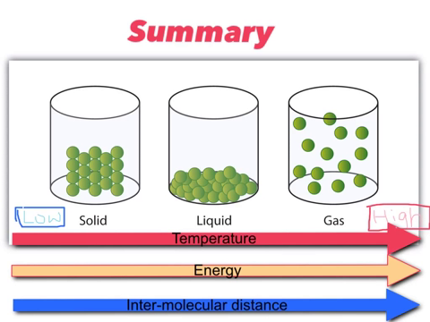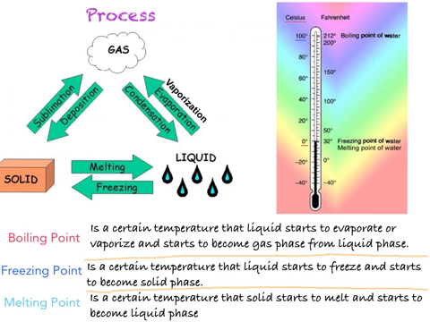Intermolecular distance is the distance between molecules, and this also gets bigger as it becomes liquid and then gas. Here are the processes. Solid turning into liquid is called melting. Liquid turning into gas is called evaporation or vaporization. Gas turning back to liquid is called condensation. Liquid turning back to solid is called freezing.